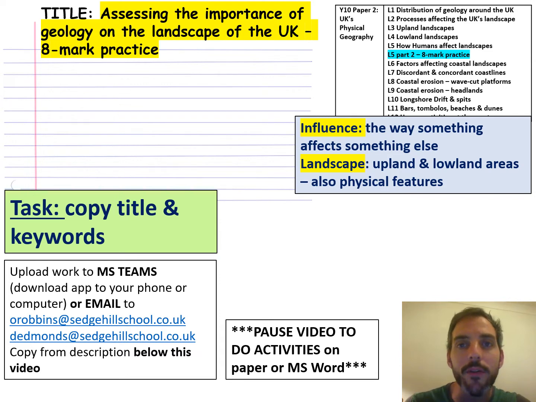Influence is the way something affects something else. So I influence my students, my students influence me, my students influence each other. That's simply what that word influence means. Also, we talked about landscapes. Now, those are the upland and lowland areas. They're the Lake District, it's the Weald that we learned about. That's what that means. Pause the video. Let's get started.